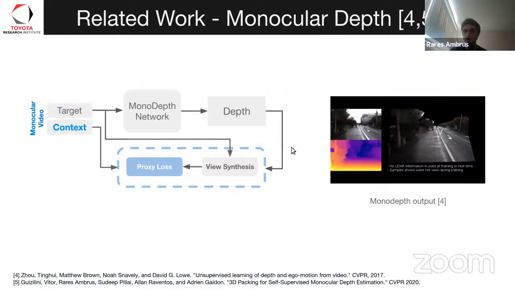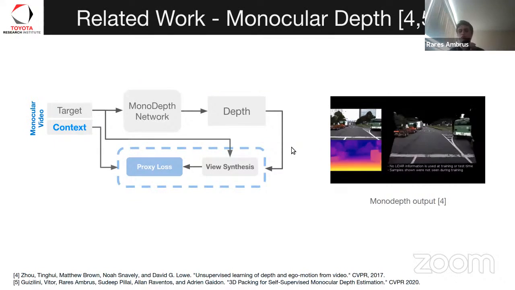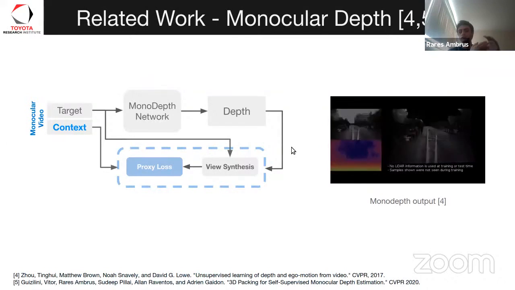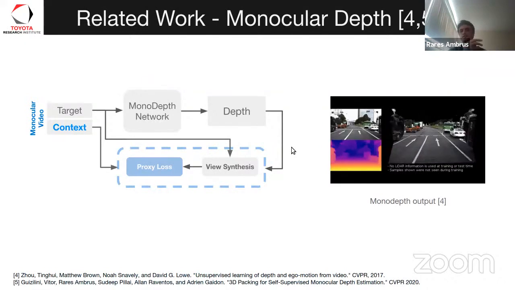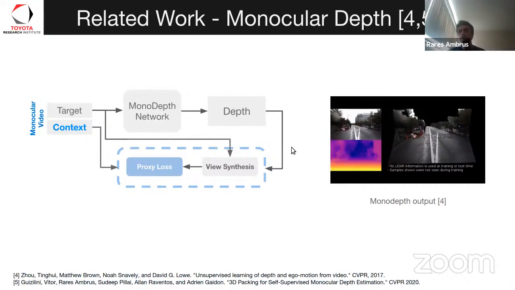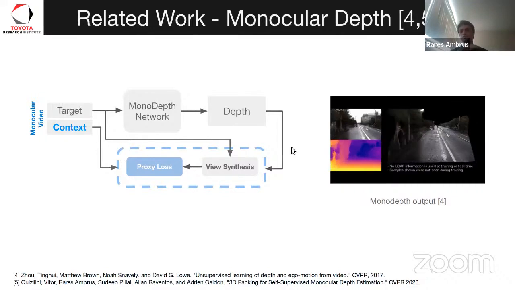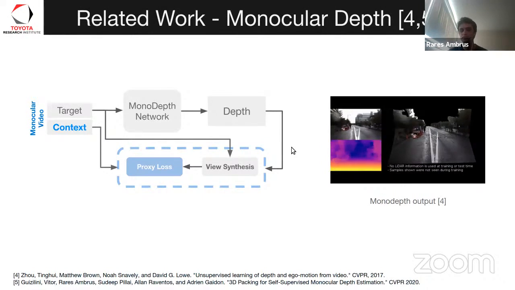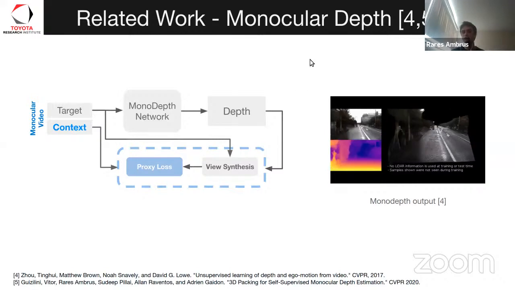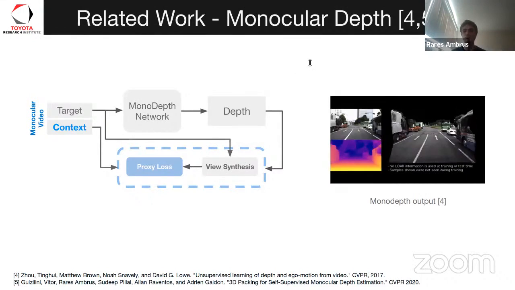And second, we build on related work in monocular depth, whereby given two images, a target and a context image, we predict dense per-pixel depth from the target image. Using the context image, we synthesize the target image using the depth and the estimated ego motion. We derive a dense per-pixel photometric loss, which is usually a combination of an L1 and structural similarity patch-based loss, which allows us to derive the training signal. Importantly, the view synthesis operation is done using spatial transformers, making the whole operation differentiable end-to-end.